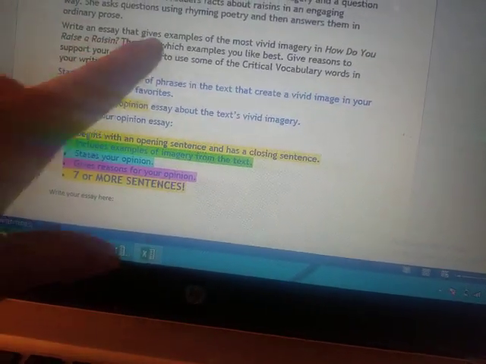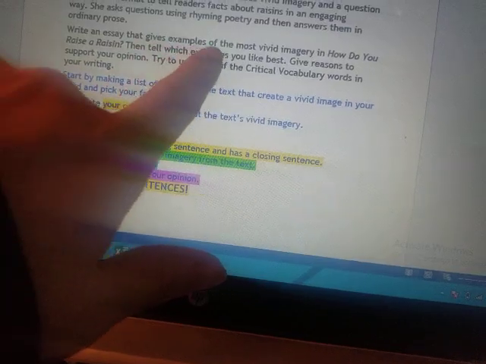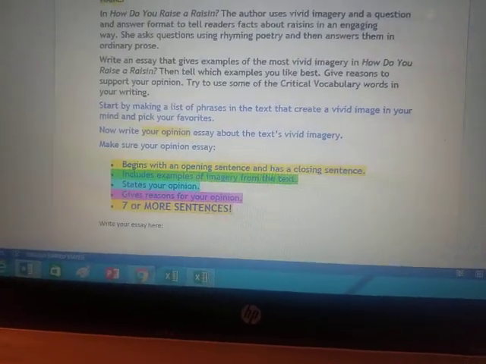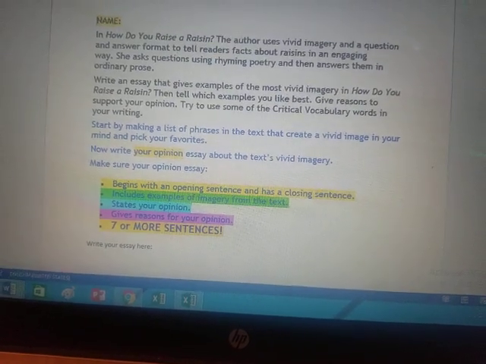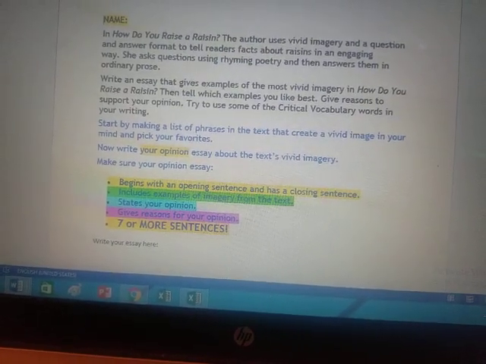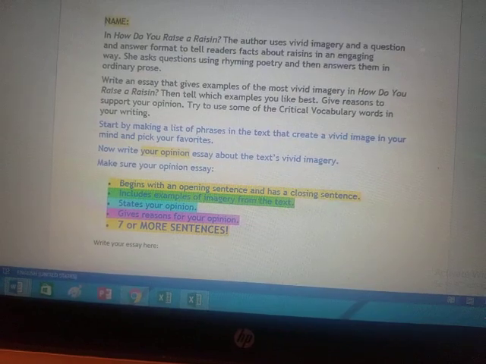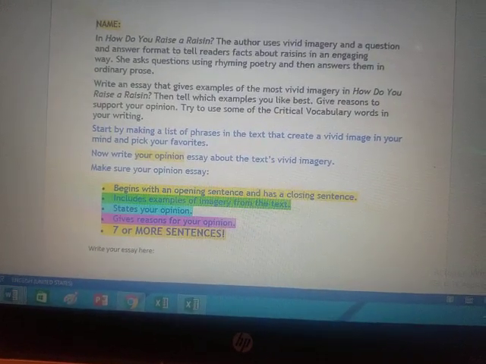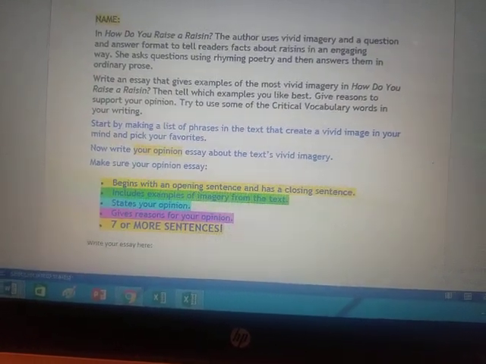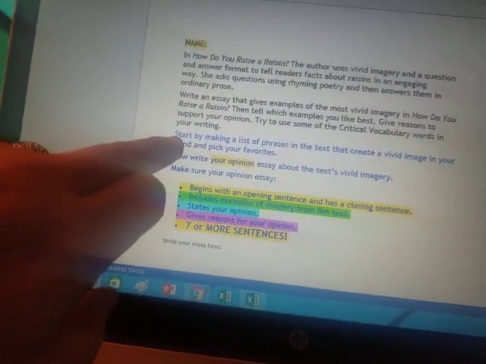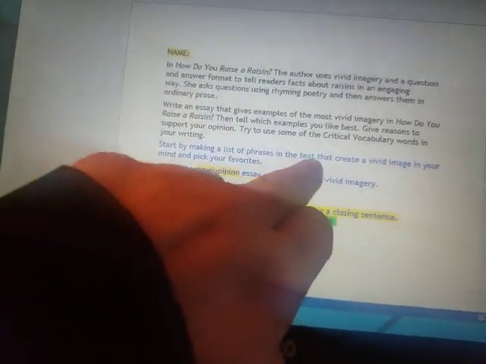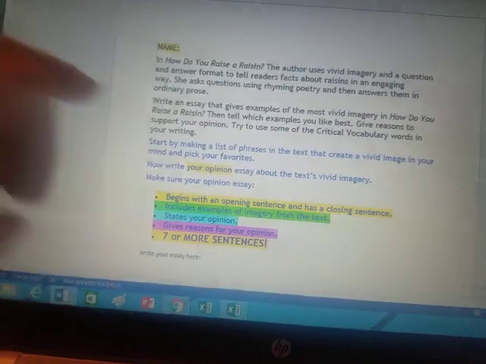So you're going to write a paragraph that gives examples of the most vivid imagery in How Do You Raise a Raisin. Then tell which examples you like best. Give reasons to support your opinion. Try to use some critical vocabulary words in your writing. So it says start by making a list of phrases in the text to create images in your mind and pick your favorites.